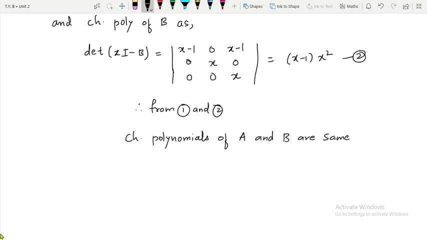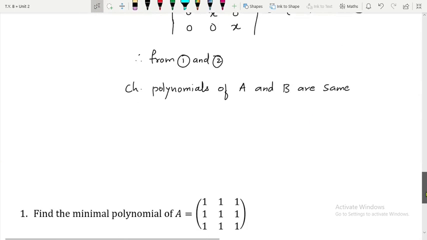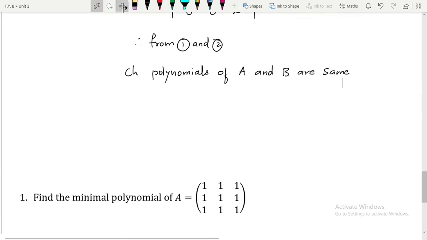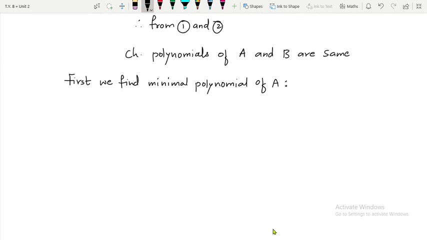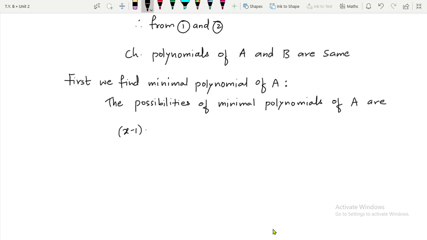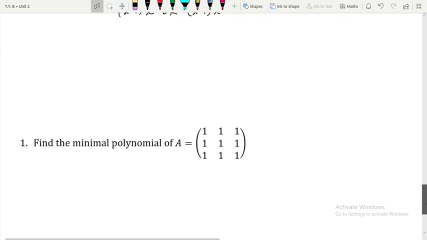Now let us think of the minimal polynomials. Okay, so first we'll find the minimal polynomial of A. So I will write here, first we find the minimal polynomial of A. So the possibilities of the minimal polynomial, as we know the characteristic polynomial is x minus 1 times x square, are x minus 1 multiplied by x or x minus 1 multiplied by x square. So firstly we will check whether x minus 1 multiplied by x is the minimal polynomial or not.